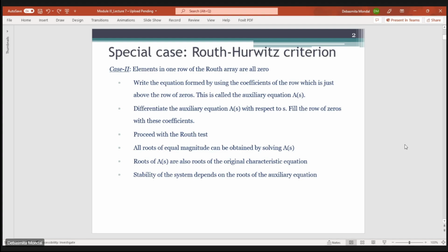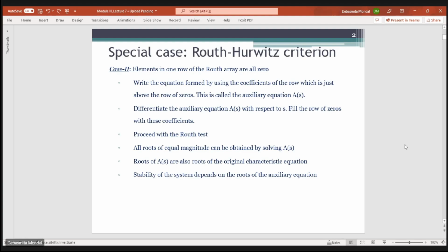So there might be a pair of real roots with opposite sign, there might be a pair of imaginary roots with opposite sign, or even a pair of complex conjugate roots. So if that kind of a root or pole combination is present in the closed loop system, then one row of the Routh array will become equal to 0.